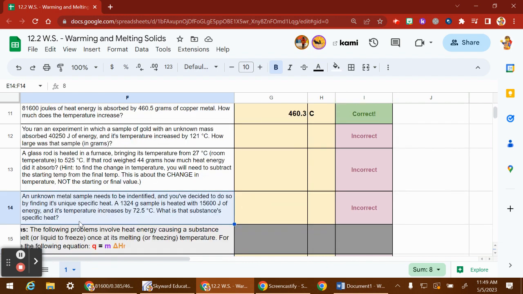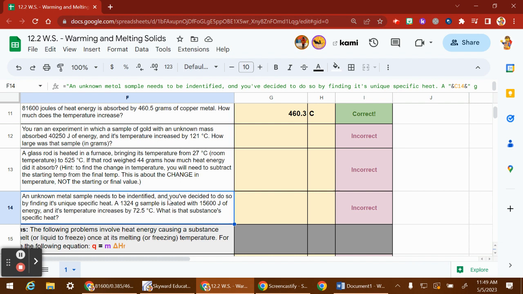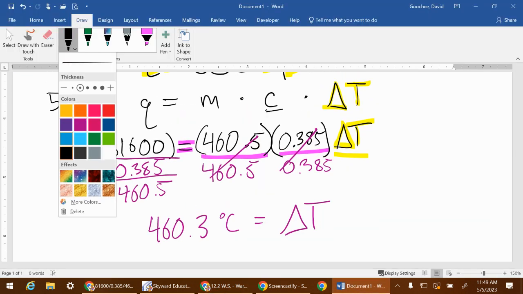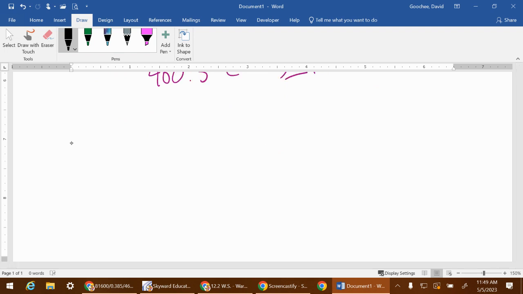All right, so here we go. An unknown metal sample needs to be identified, and you've decided to do so by finding its unique specific heat. A 1,324 gram sample is heated with 15,600 joules of energy, and its temperature increases by 72.5 degrees Celsius. What is that substance's specific heat? So, as one does, we are going to write down the equation. The energy something absorbs is equal to its mass times its specific heat times its change in temperature.